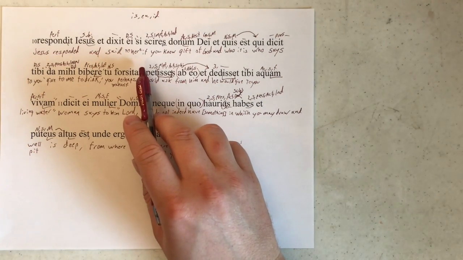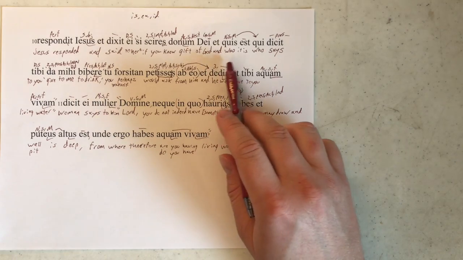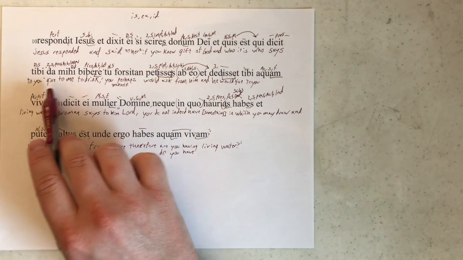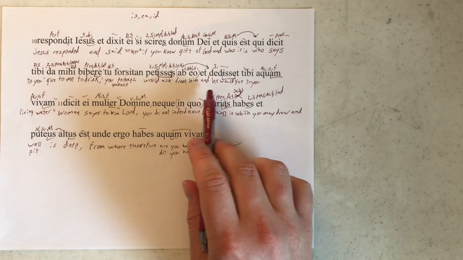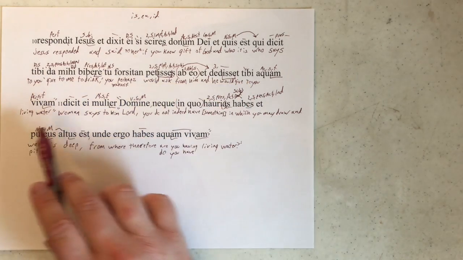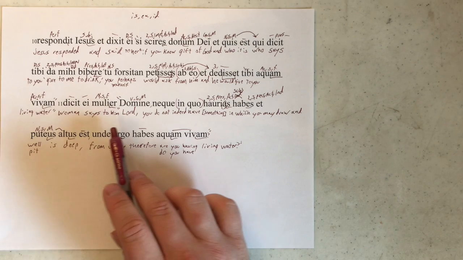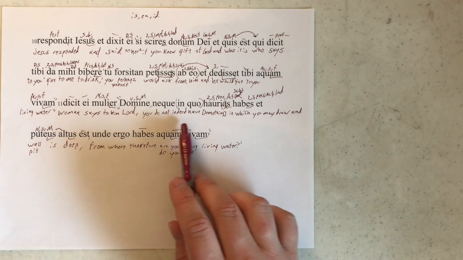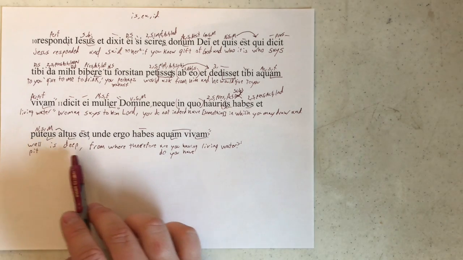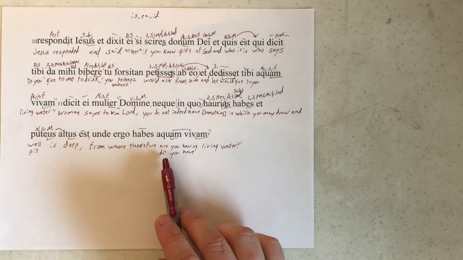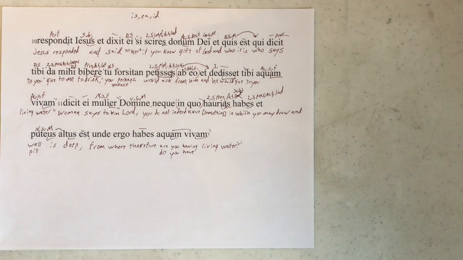Jesus responded and said to her, If you knew gift of God and who it is who says to you, Give to me to drink, you yourself perhaps would ask from him, and he would give to you living water. Woman says to him, Lord, you do not indeed have something in which you may draw, and well is deep. From where, therefore, are you having living water? And there we have it.